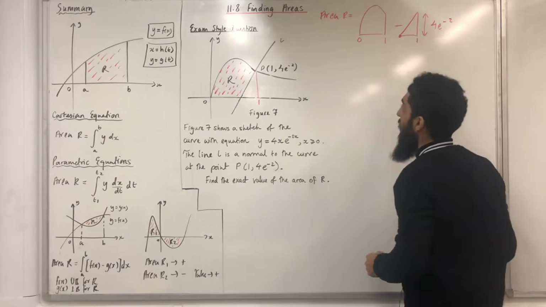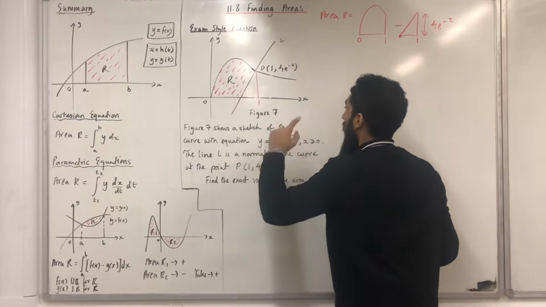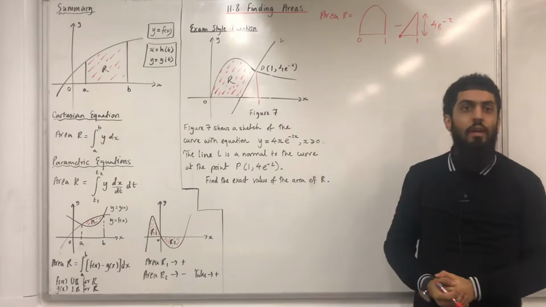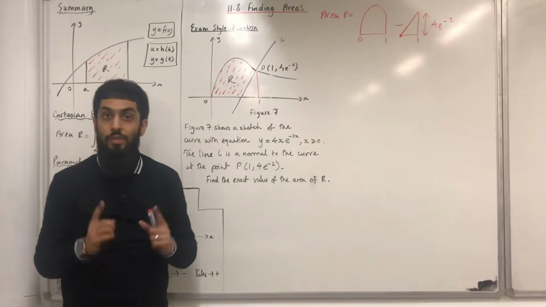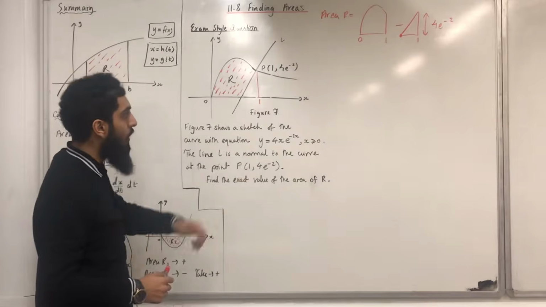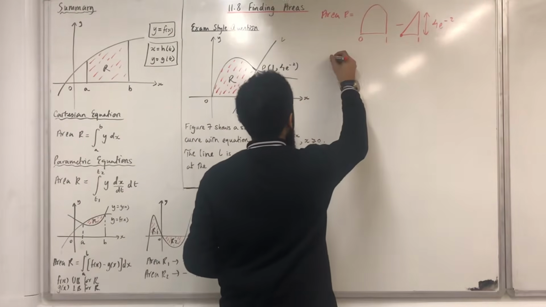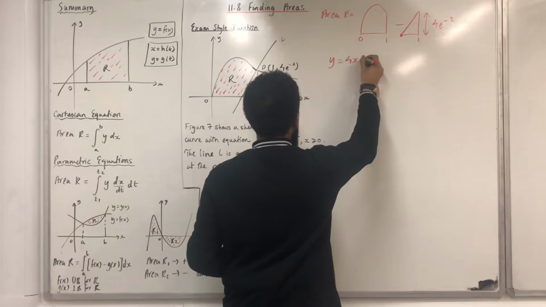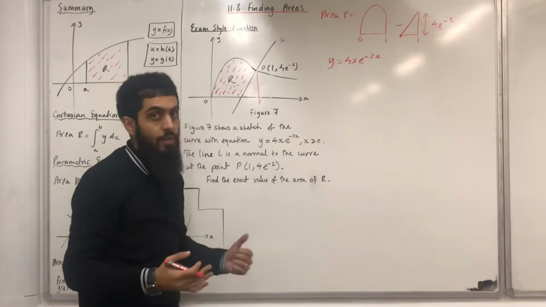That x coordinate over there represents the x-intercept of the normal L. So I need to find the equation of the normal L. To find the equation of the normal L, you need to first of all differentiate the curve y equal 4x e to the power minus 2x. So I have y equal 4x e to the power minus 2x. I can differentiate this using the product rule for differentiation.